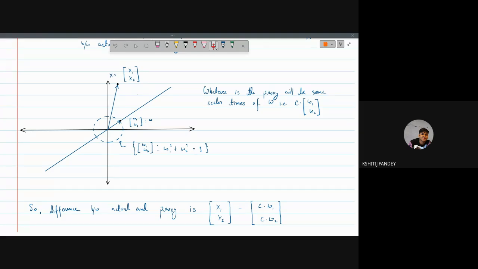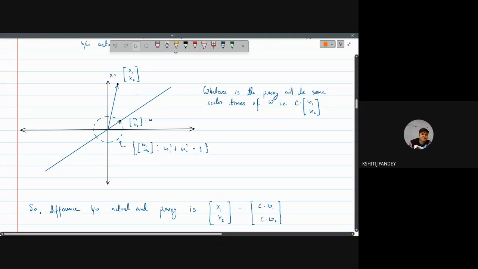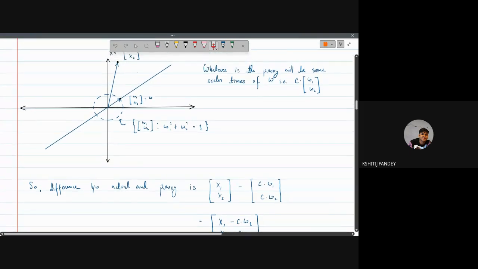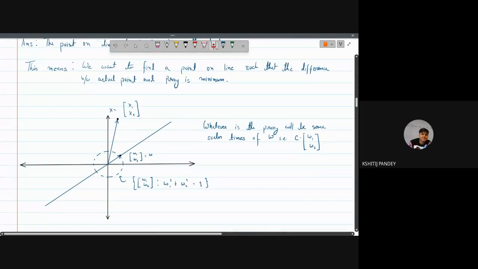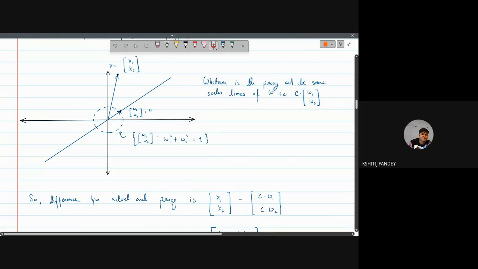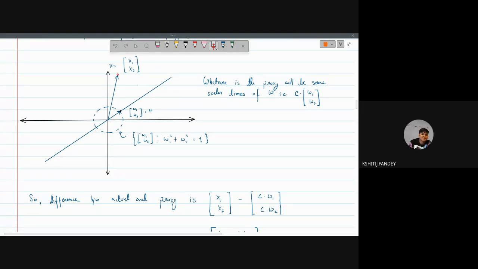Yes, no. Okay, that will be some scalar times the representative. That's clear. Okay, so now what's the difference? We want to find a point closest to the original point on the line.